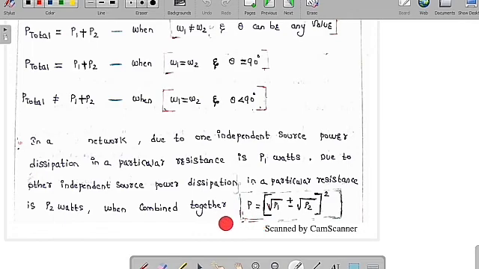Suppose there is a network with two sources. Because of one source acting alone, the power absorbed by that element is P1, and because of the other source acting alone, the power absorbed by the same element is P2. Then if both sources are present, the overall power absorbed by that element is (under root P1 plus or minus under root P2) whole square.